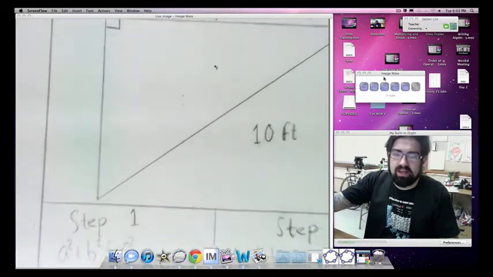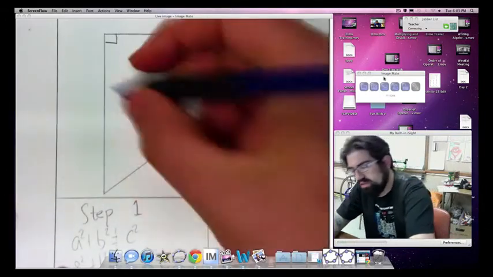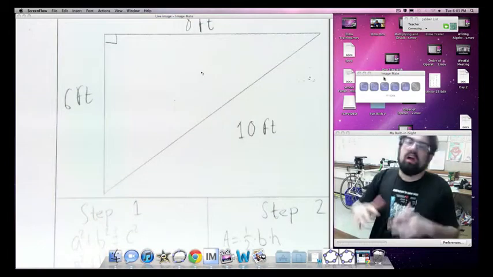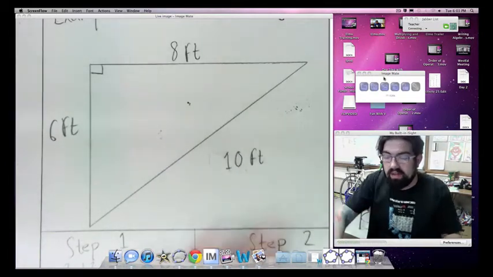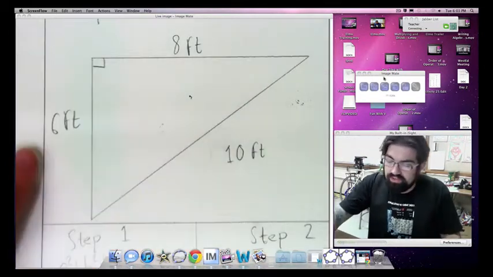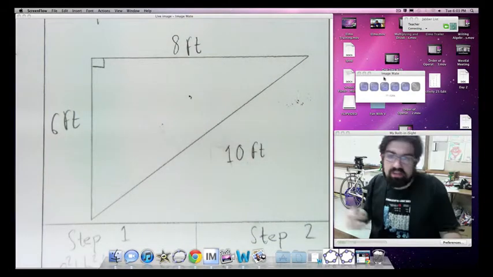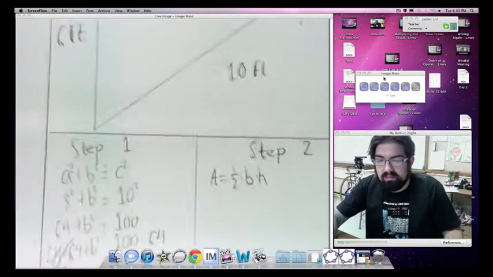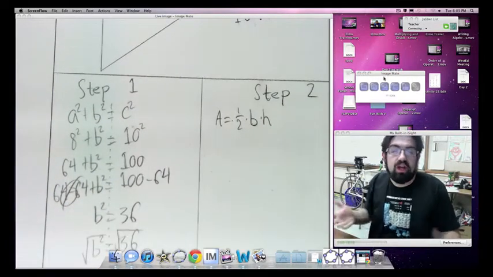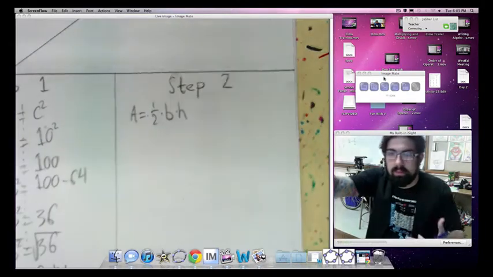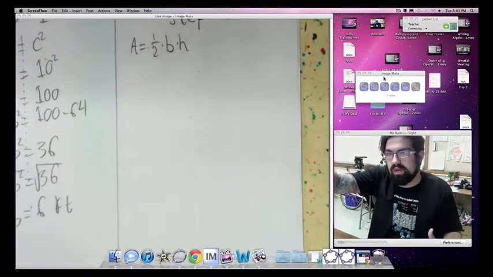So let's go back up here. I'm going to add that to my lovely picture. I'm going to say, well, that's 6 feet. And we don't need the 10 anymore. 6 feet, let's call that the height, and 8 is the base. Now I have what I can plug into for the area. So now I'm going on to step 2. I'm actually able to plug in the values for the area.